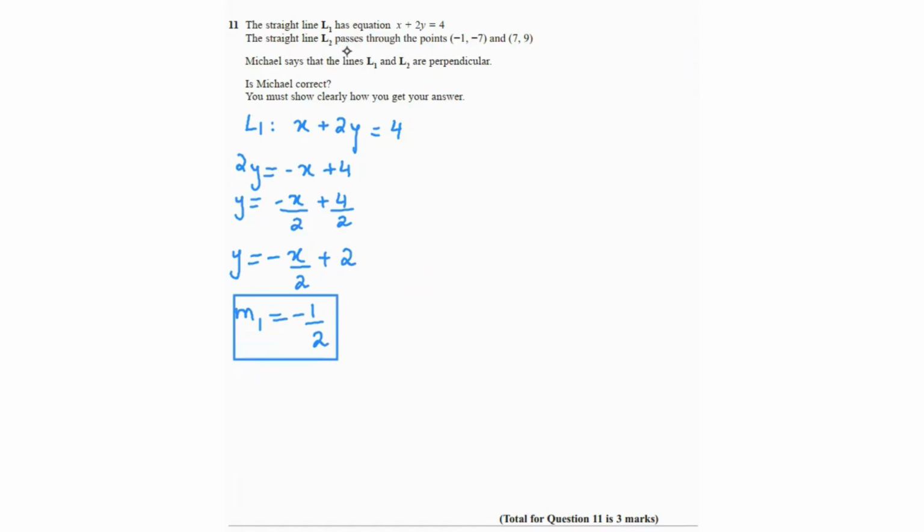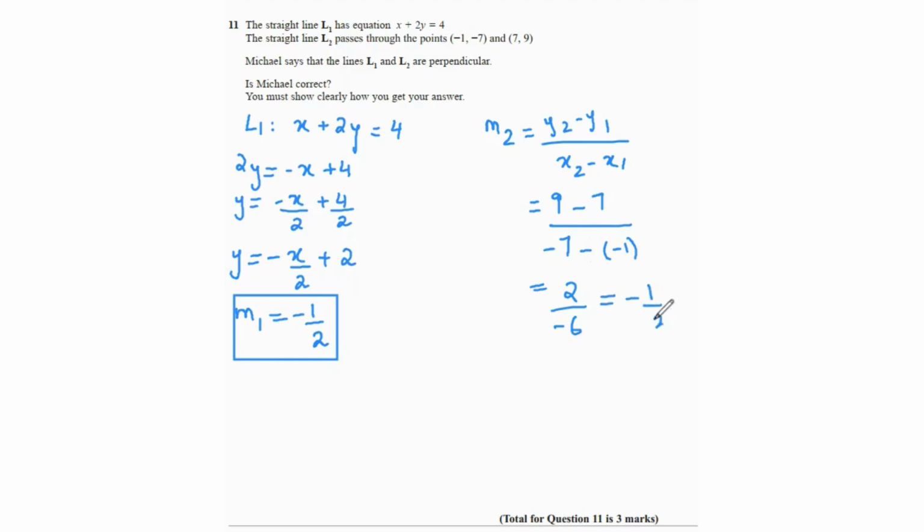Then it says the straight line L2 passes through the points (-1, -7) and (7, 9). So what we can do is find the slope of L2 using the points. So m2 is going to be y2 minus y1 over x2 minus x1. y2 is 9, y1 is -7, x2 is 7, and x1 is -1. 9 minus -7 is 16. 7 plus 1 is 8, which simplifies to 2.